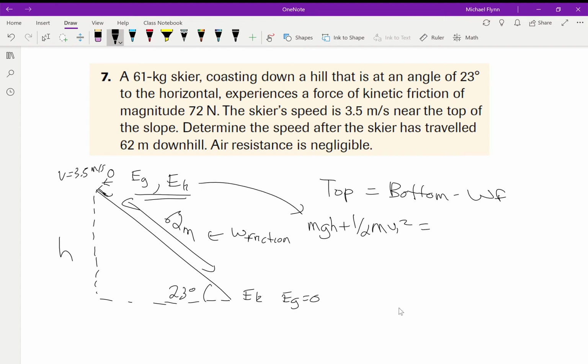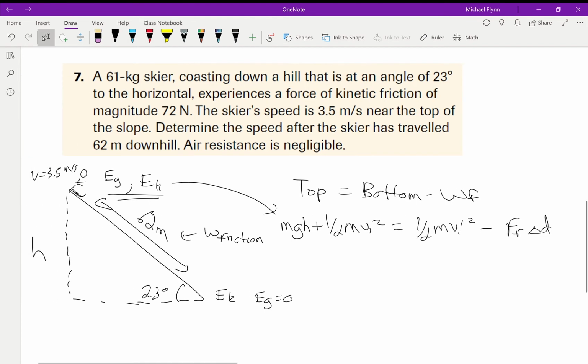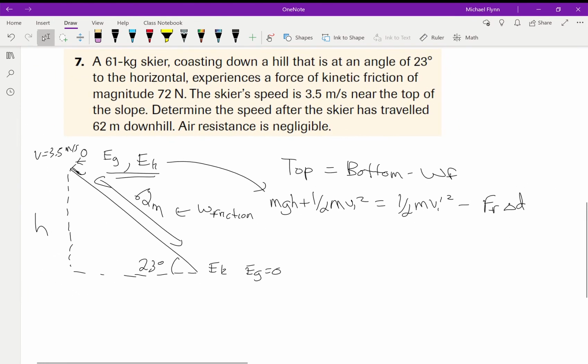Now at the bottom, you have 1/2 mv1 prime squared, like this. We'll use the prime notation, but it's v2, the final velocity, right? Minus the work done by friction. Now work done by friction is just going to equal the force of friction, we'll use the definition of work, times the displacement. Okay, so now if you look at this data, we've got everything we need.